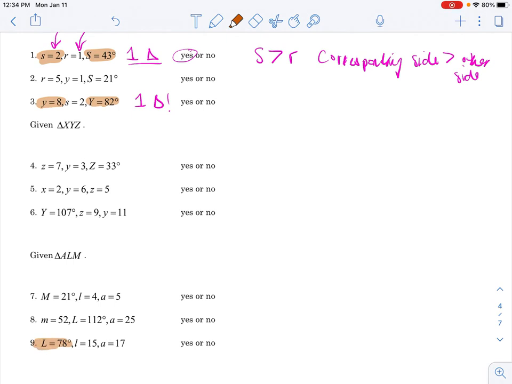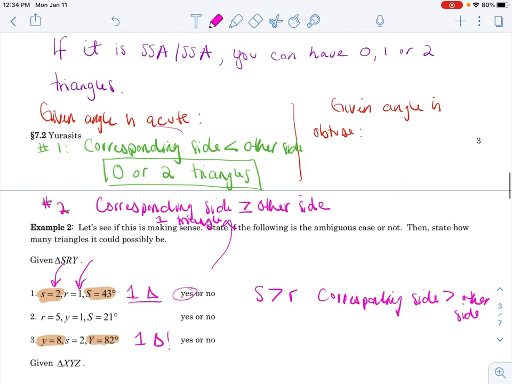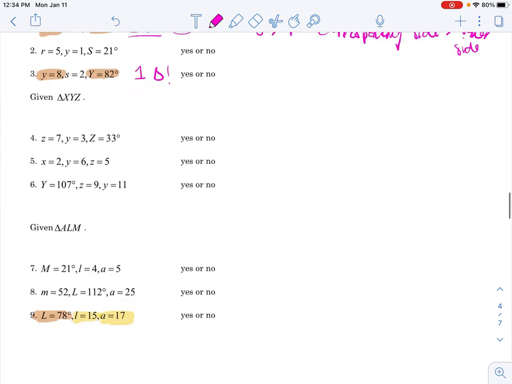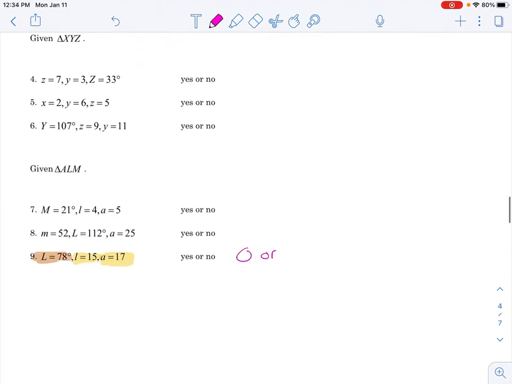Here, number 9. I have an acute angle, which means less than 90 degrees. My corresponding side is less than the other side. So then that puts us in this category, and that would be 0 or 2. Now, the next set of notes will go over how we determine if it's 0 or 2.